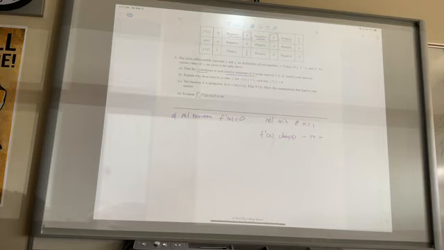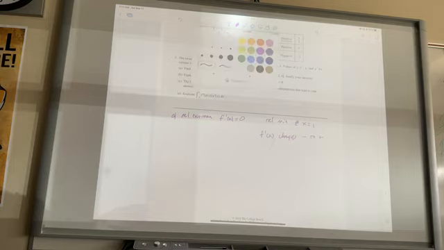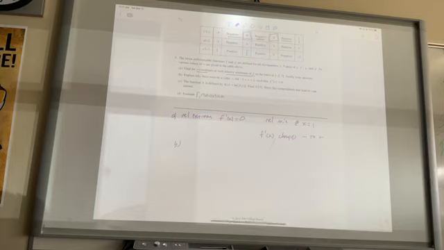F prime changes from negative to positive is the answer justification. That was only worth a point, so that's whatever. All right, part B. This is worth 2 points.